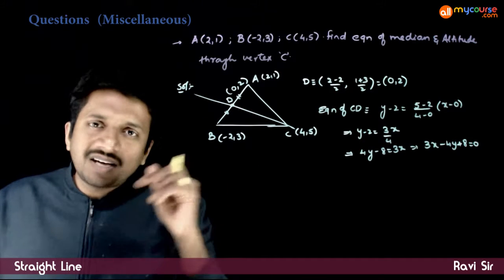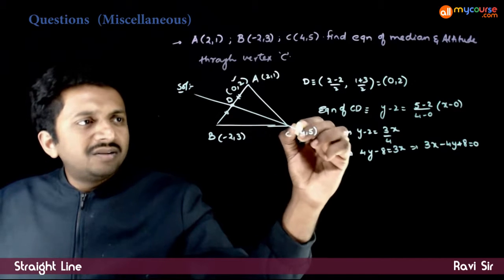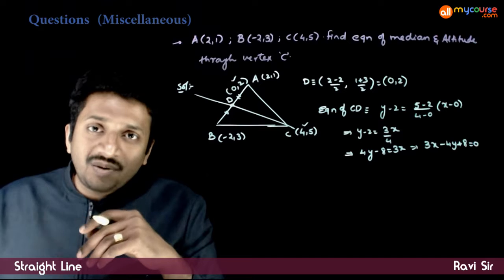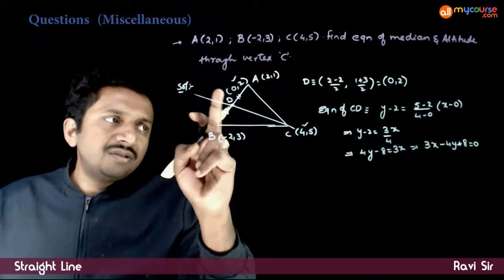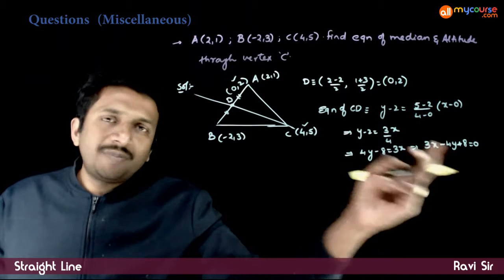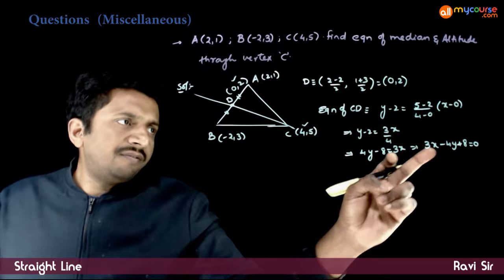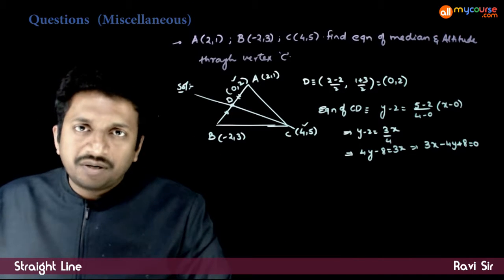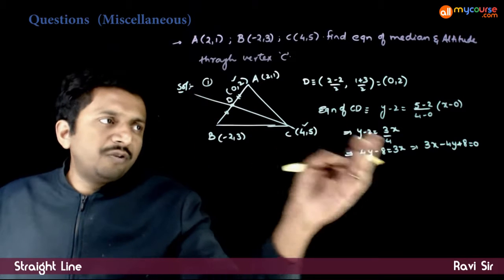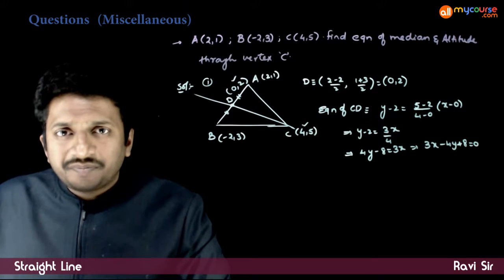If you want to check the correctness of this equation, you can just substitute these 2 points and see whether the line satisfies the equation or not. So (0, 2): minus 8 plus 8 is equal to 0, is right. (4, 5): 12 minus 20 plus 8 is equal to 0. That's good. So the equation of the median is 3x minus 4y plus 8 is equal to 0.